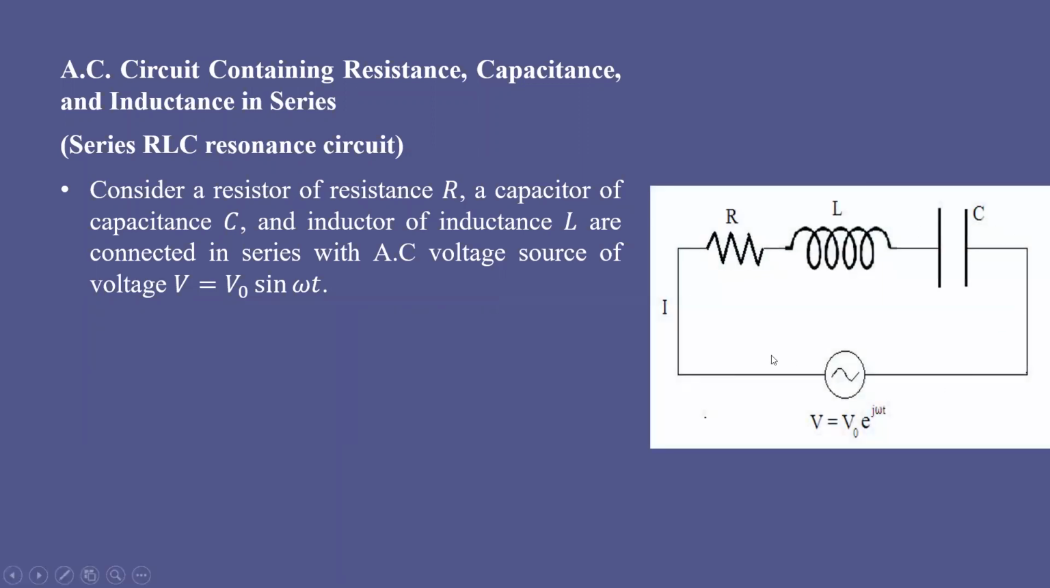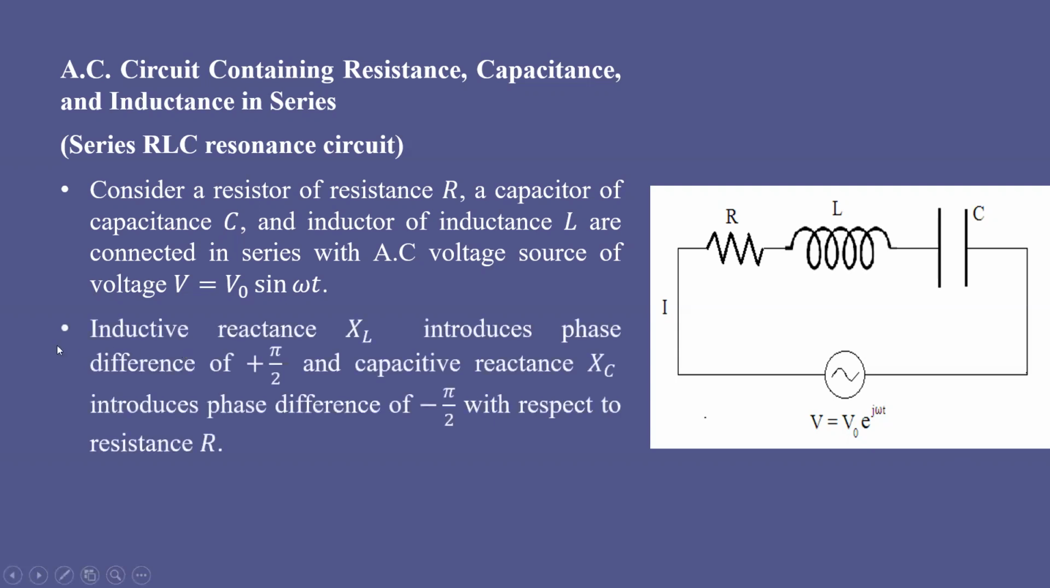This is the circuit which contains resistance, inductance, and a capacitance. They are connected in series, and it is connected to the voltage source. The voltage of that voltage source is V naught into e to the power j omega t. This is the AC source, represented in complex number representation. E to the power j omega t represents the complex number representation of alternating current.